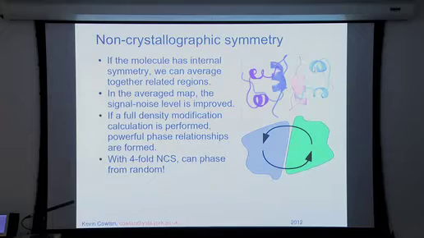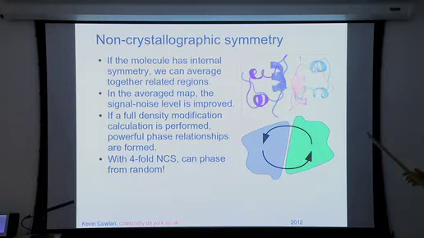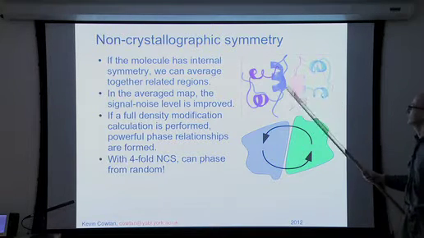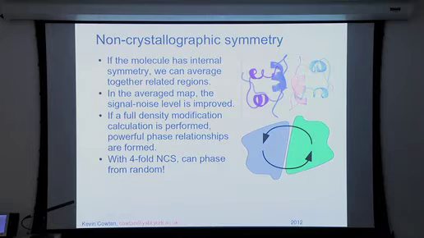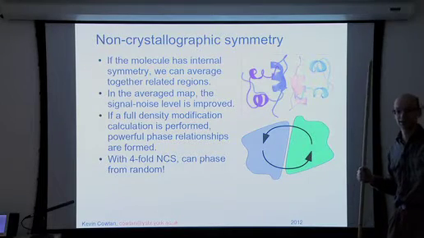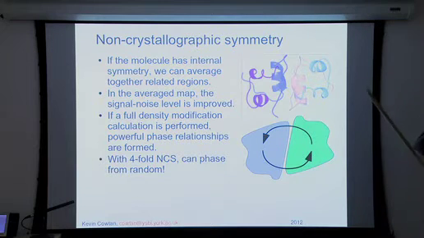So we end up with better phases. Now the third and slightly more complex technique is non-crystallographic symmetry averaging. If a molecule has internal symmetry within the asymmetric unit, we can average together the related regions. So here's an insulin dimer. It forms a hexamer, but this particular insulin has 3-fold crystallographic symmetry, and then two molecules within each asymmetric unit related by a non-crystallographic symmetry average. We'll talk about the distinction in a moment.